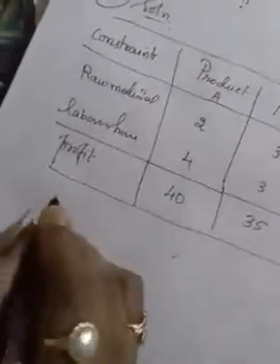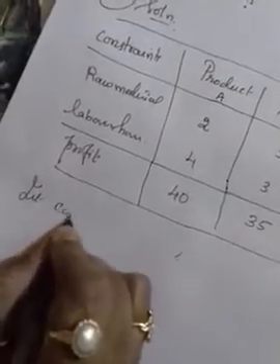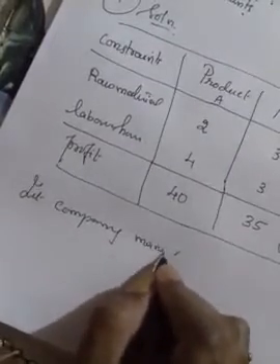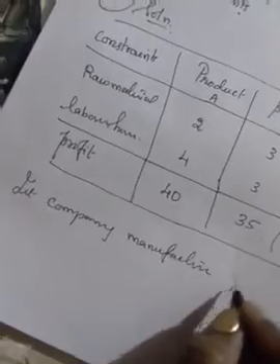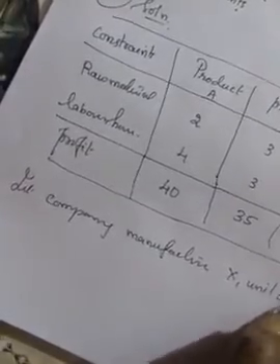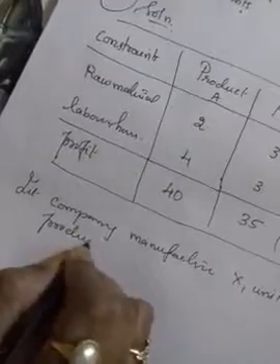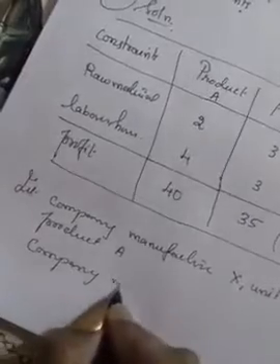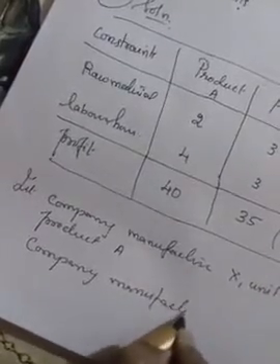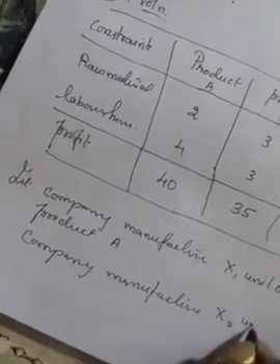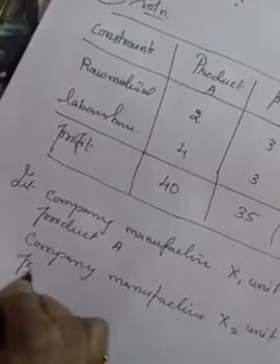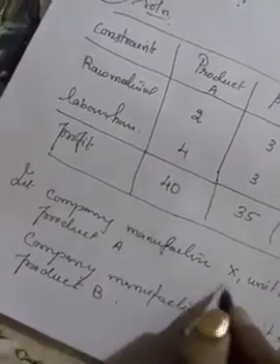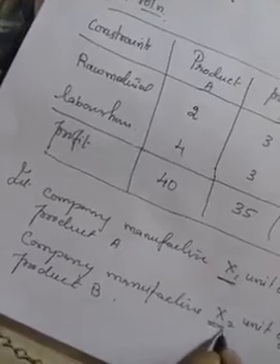Okay. Now we are going to formulate the problem. Let the company manufacture X1 unit of product A. Similarly, the company manufactures X2 unit of product B. Okay, so this X1 and X2 are the decision variables.